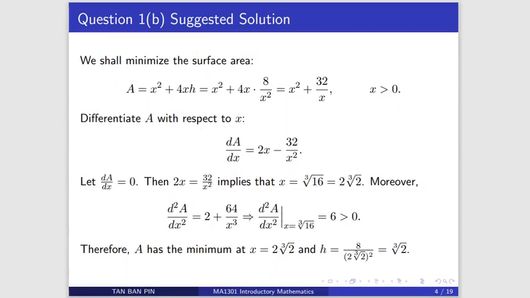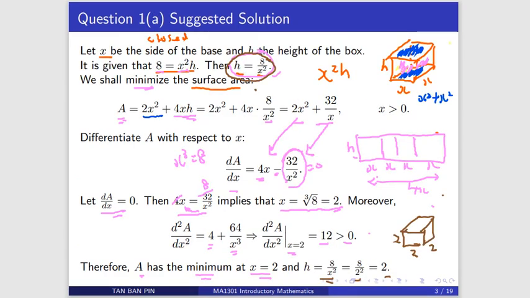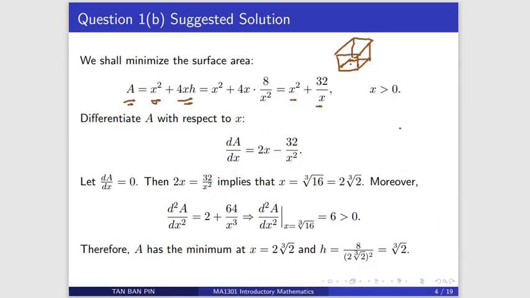Next we look at part B. This time we look at open, so there's no cover, which means you just need to consider the base, which is x squared, and the 4 faces. So the difference between part A and part B is the surface area. You have x squared only, whereas previously you have 2x squared. Then same thing, you differentiate to find dA/dx. Differentiating x squared gives you 2x, and the other term gives you minus 32 over x squared.